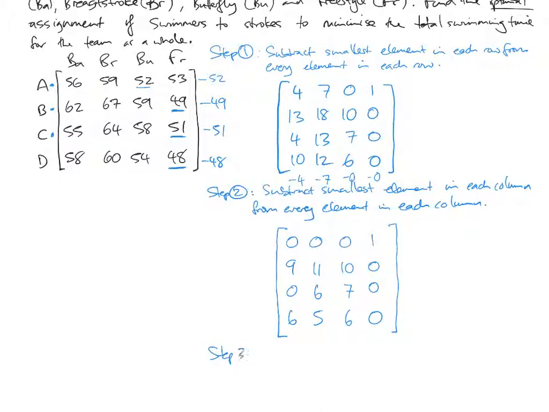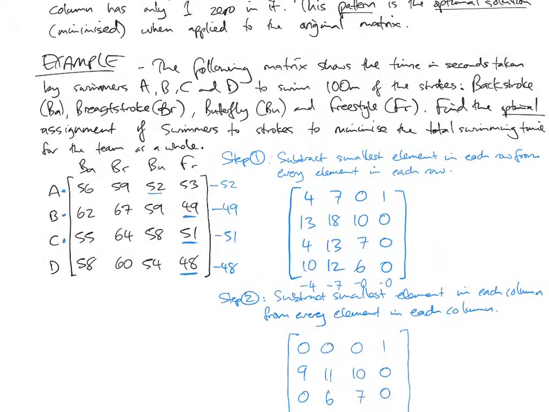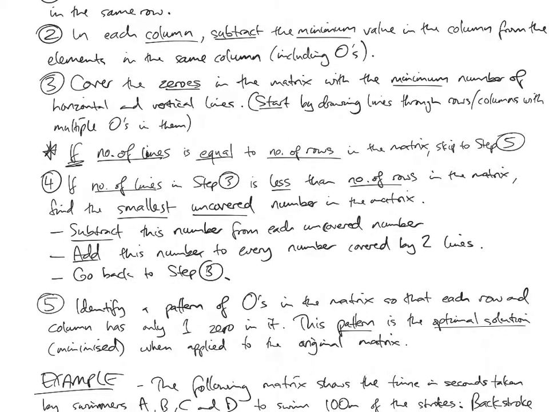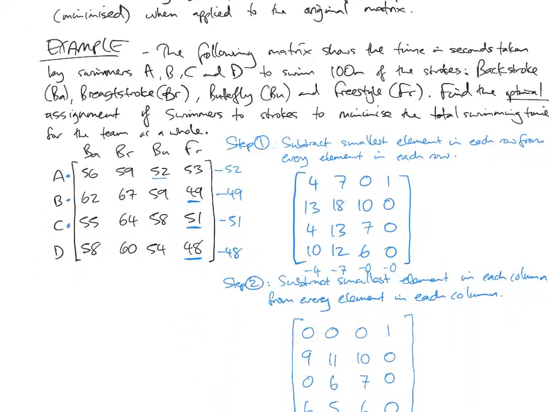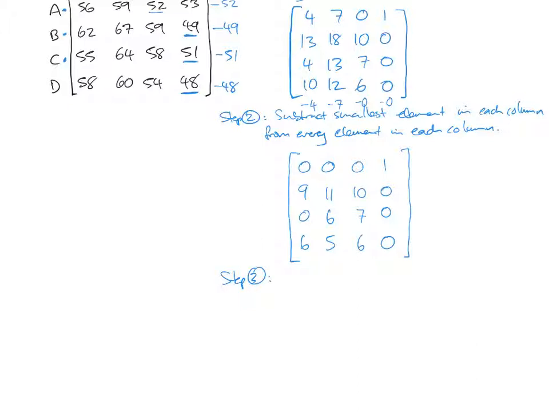Step 3, just double check what that step was. Step 3, cover the zeros in the matrix with the minimum number of horizontal and vertical lines. Cover zeros in matrix with min number of horizontal and vertical lines.